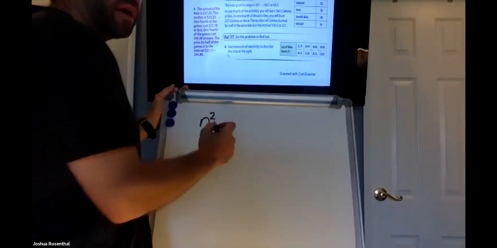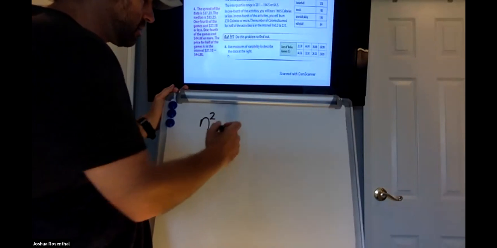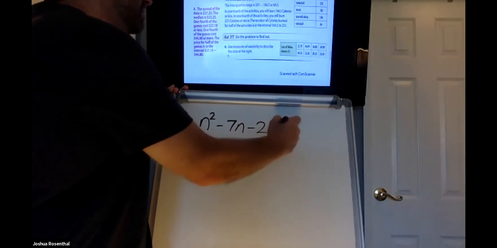All right, so the equation is n squared minus 7n minus 2 equals 0. Yeah, and what did they ask you to do? They said solve by completing the square, and I did it. I got n equals 7 plus or minus the square root of 14 and 1/4 divided by 2.